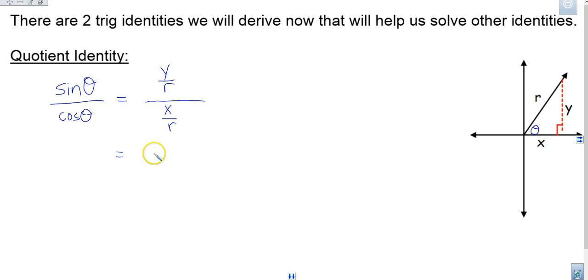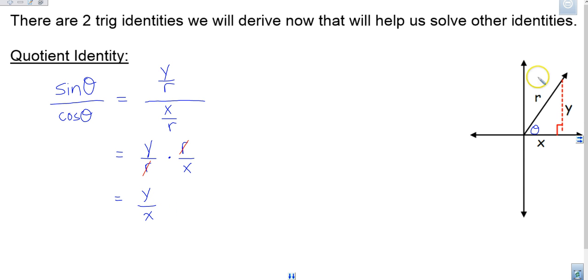Now I want to actually divide these. Now remember from our first units, if you want to divide a rational expression or a fraction by another fraction, you multiply by the reciprocal of the second one, so we're multiplying by r over x. Now what you'll see happens here is the r's will cancel out, and we're just left with y over x. So sine theta divided by cosine theta is equal to y over x.